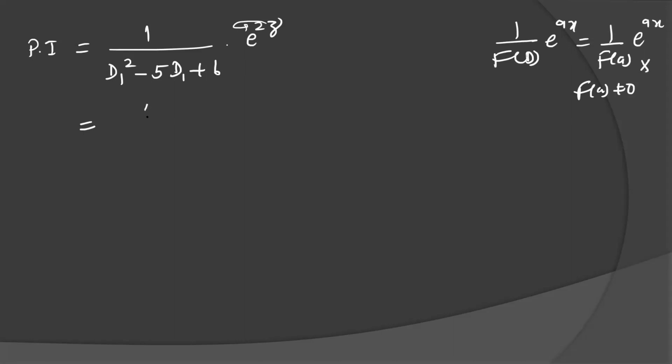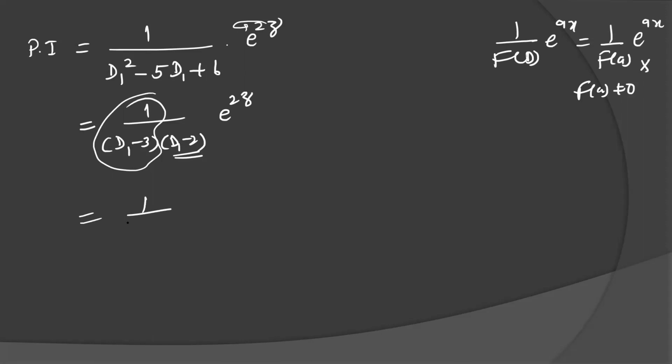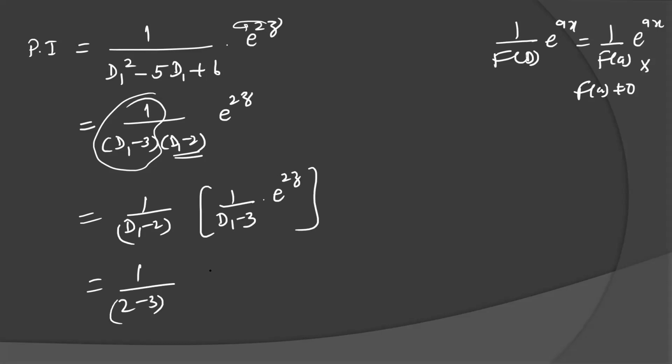So we cannot use this result. We have to factorize it. So its factors are (d1 minus 3)(d1 minus 2), e to the power 2z. You can see that due to this factor, the denominator is vanishing, going to be 0. But this factor is not creating any problem. So we can apply the rule first here, and we can take d1 minus 2 outside. Then it can be written as 1 upon d1 minus 3 into e to the power 2z. We can apply the particular integral shortcut here. D1 will be replaced by 2. So 2 minus 3, now it will be minus 1, and 1 over d1 minus 2 e to the power 2z.